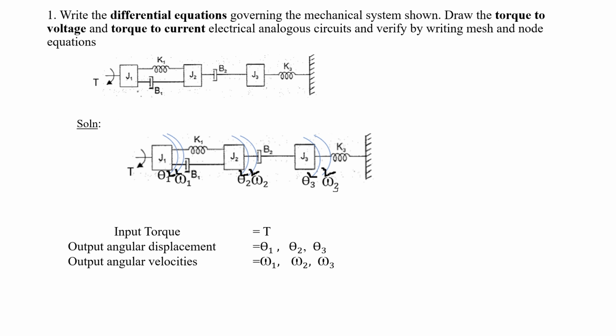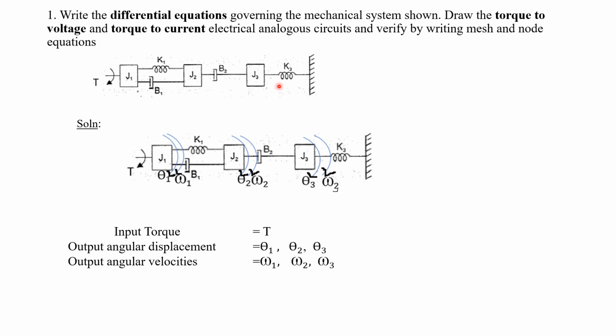Now we will see a problem in this electrical analogous to mechanical rotational system. So this is the question. Write the differential equation governing the mechanical system shown and draw the torque to voltage as well as torque to current electrical analogous circuit and verify by writing mesh and node equations. In the previous lectures we have seen how to find the electrical equivalent of a mechanical translational system, where we had the two analogous circuits, force to voltage as well as force to current. Now here we have torque to voltage as well as torque to current electrical analogous circuits.